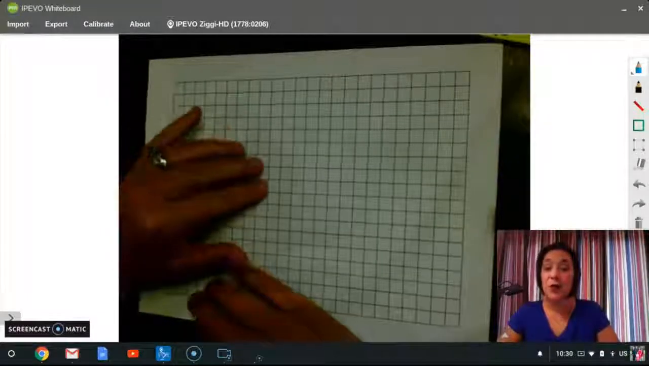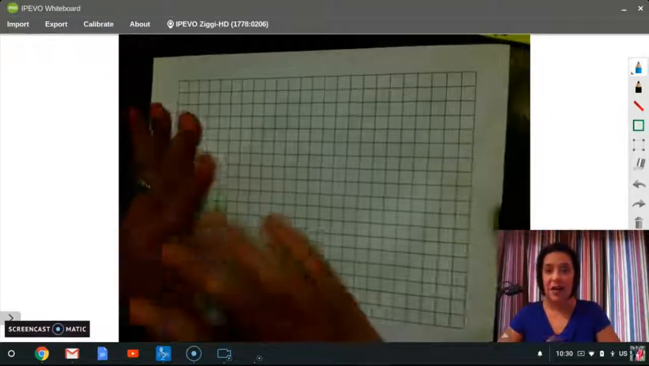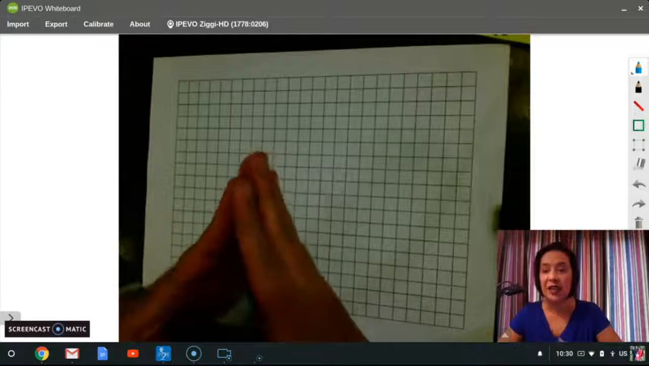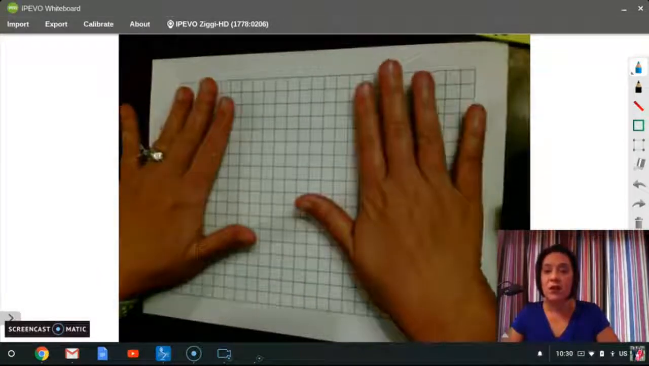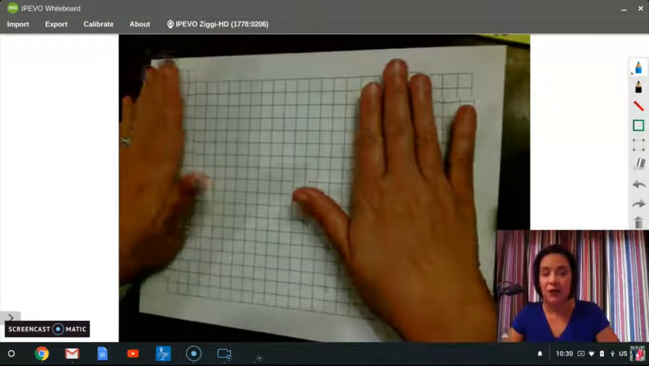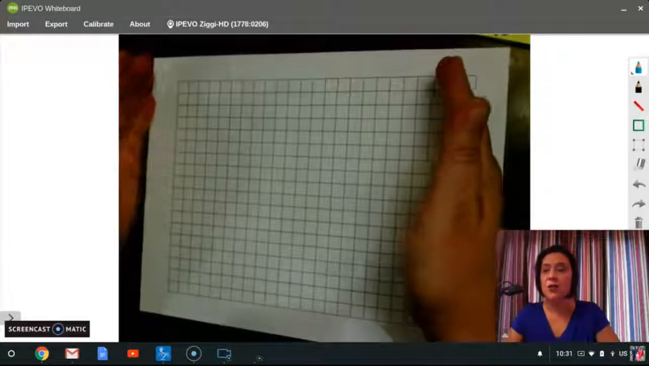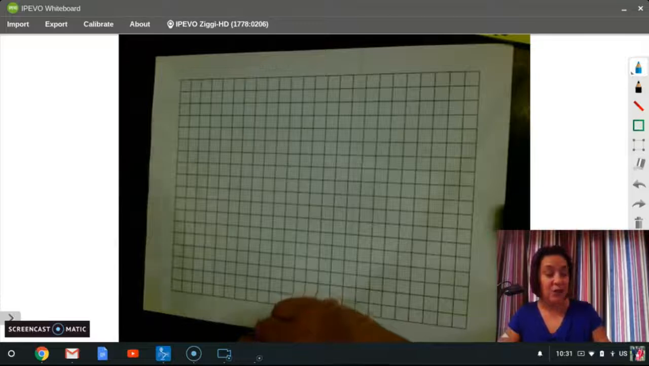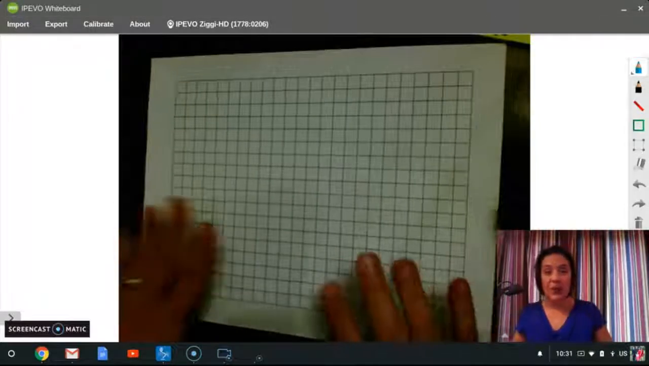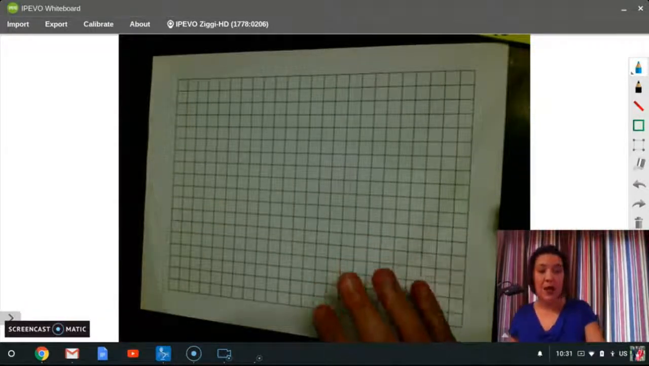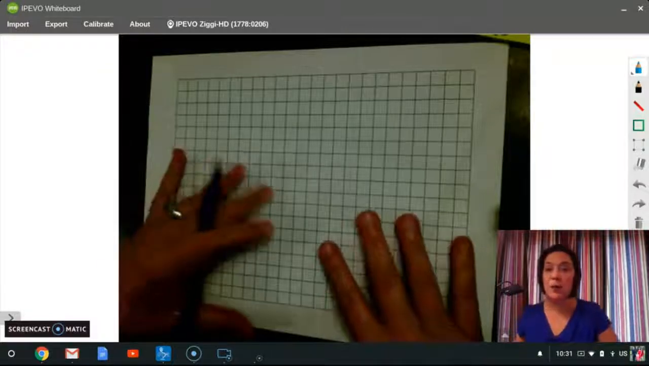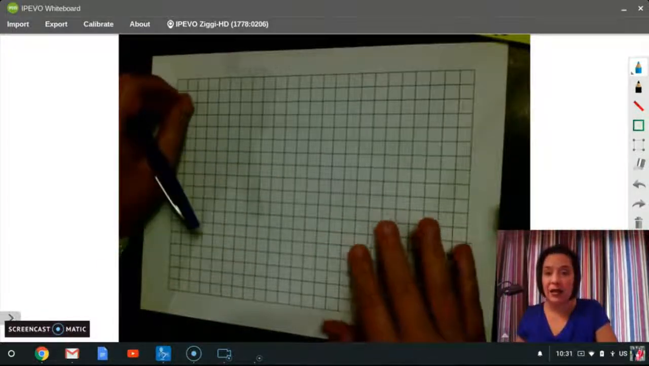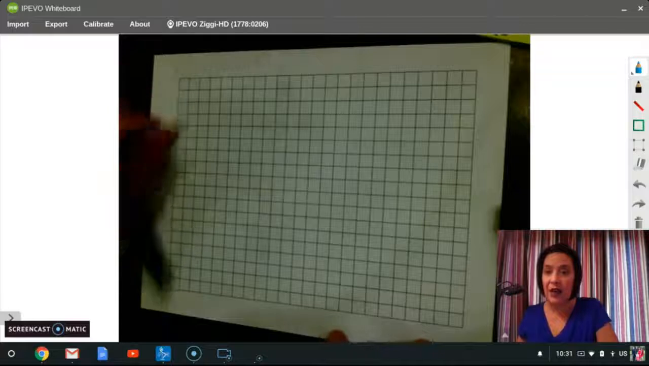Okay, so once students have a strong foundation in using that concrete model, we're ready to move on to a representational model. So representational usually means pictorial or drawing it out. For fourth grade, you can see that by using graph paper, it very closely resembles the base 10 blocks that we were using when doing the concrete model.